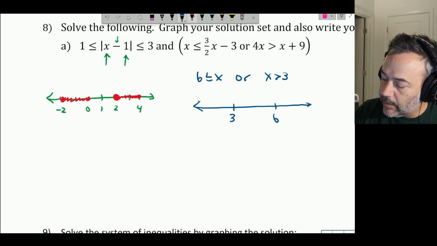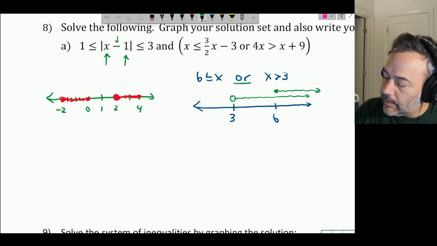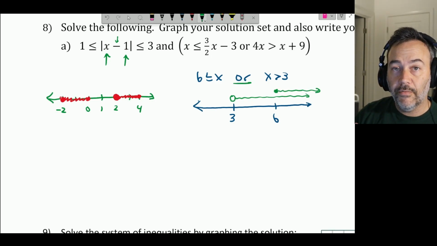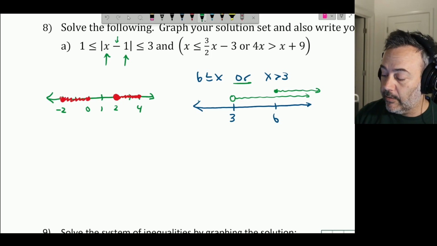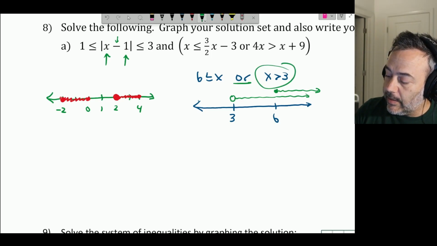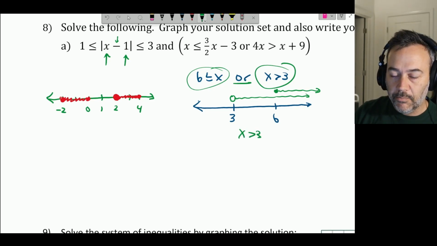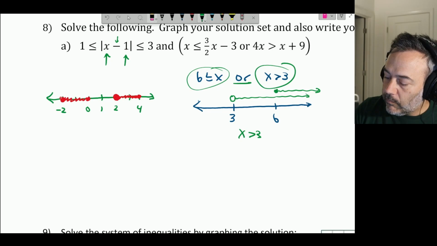So what would that look like? I'll graph it in green. Everything greater than 3 would be this. Everything greater than or equal to 6 would be this. Now this is an or, so we want to keep what's in each of the green sets, if it's in one set or the other. Well, this set includes everything that's in this set, so the answer is x greater than 3. It simplifies to that. So our graph here is everything greater than 3.